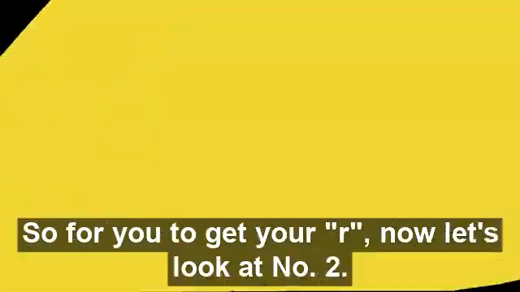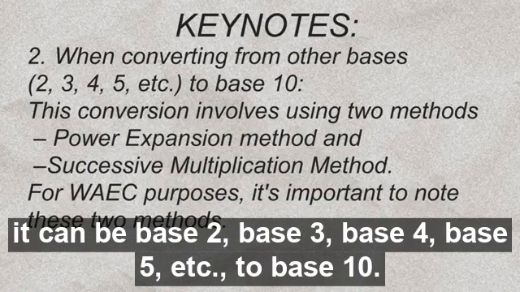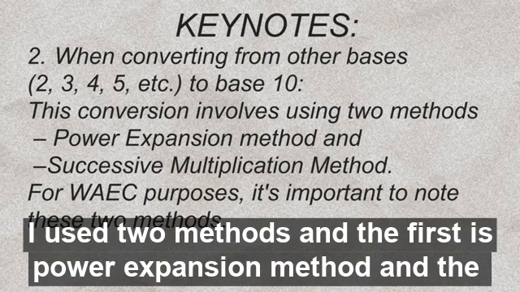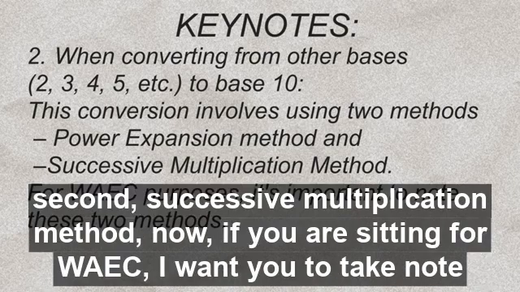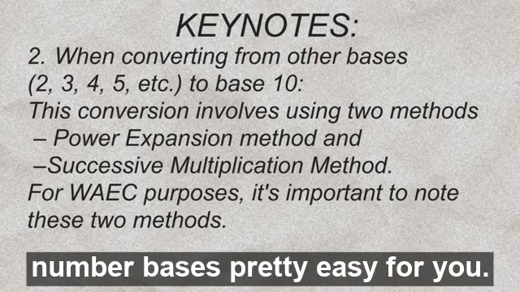Now let's look at number 2. Keynote 2 says when converting from one base, it can be base 2, base 3, base 4, base 5, etc. to base 10, what do you need to do? This conversion involves 2 methods. The first is the power expansion method and the second is the successive multiplication method. If you are sitting for WAEC, I want you to take note of these 2 methods because they can make solving questions on number bases pretty easy for you.